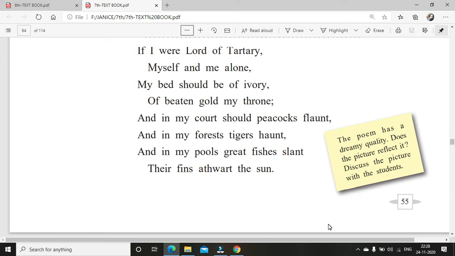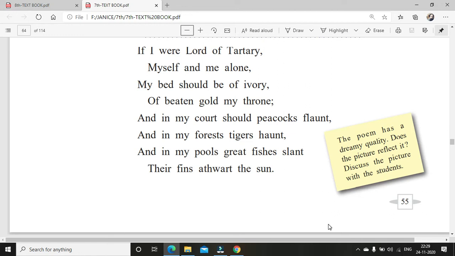And in my forest, tigers haunt. So in his forest, he will have tigers roaming around freely. And in my pools, great fishes slant. Slant means swim sideways. Their fins athwart the sun. Athwart means lying across side by side. Like, for example, you have your classroom and I keep a desk across the entrance. So the desk is athwart the entrance.